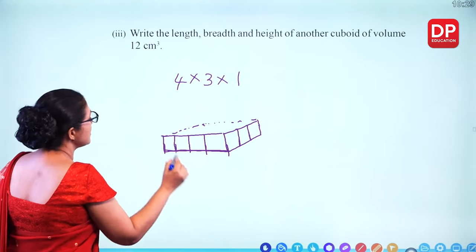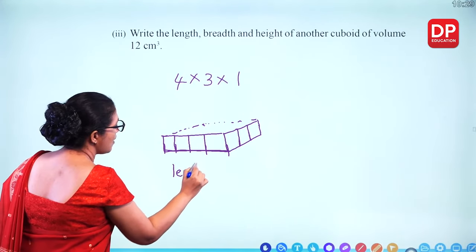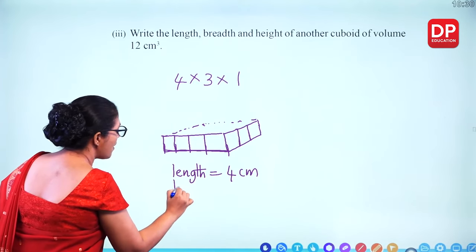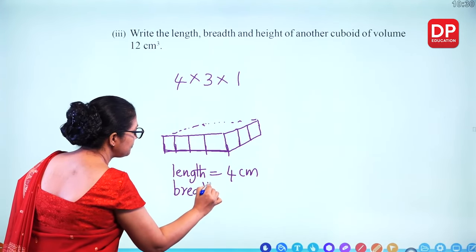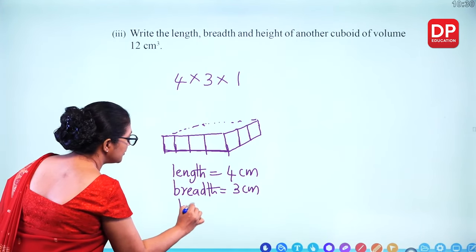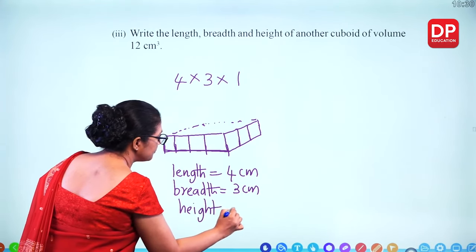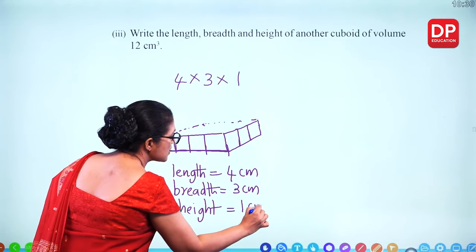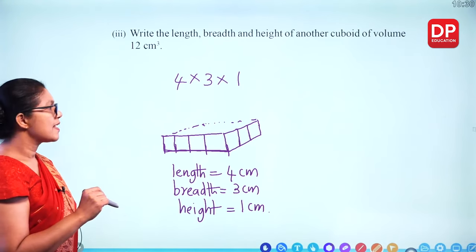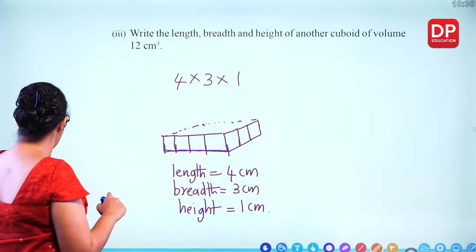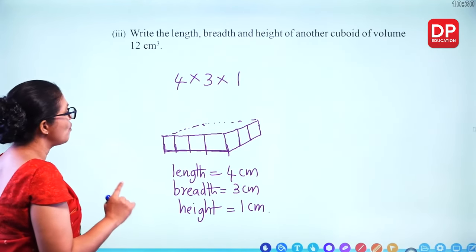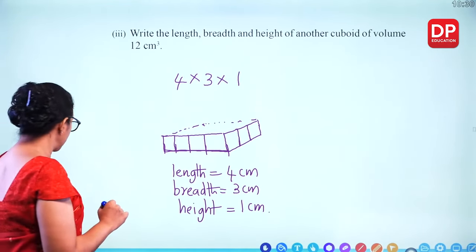So you can write length becomes 4 centimeters, breadth becomes 3 centimeters, and the height becomes 1 centimeter. So you get 12 cubic centimeters as the volume. So previous one, 6, 2, 1, and now 4, 3, 1.